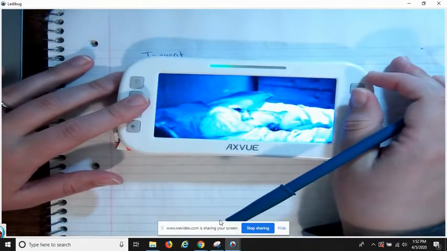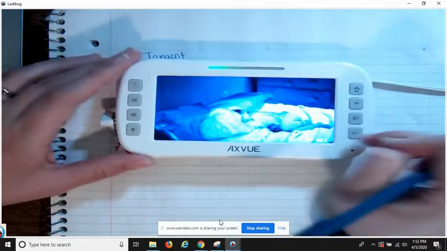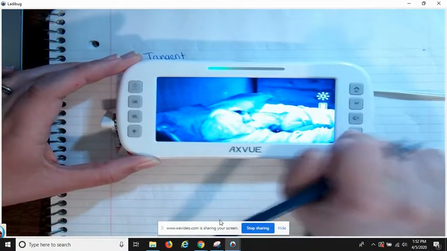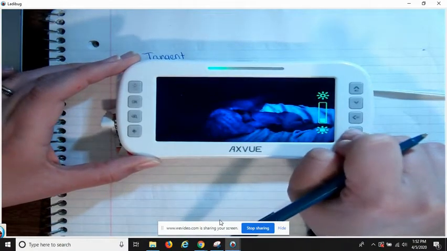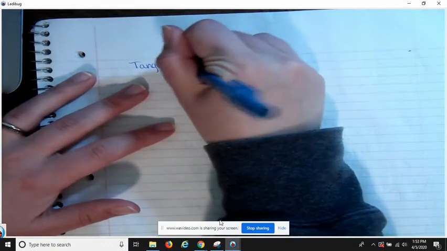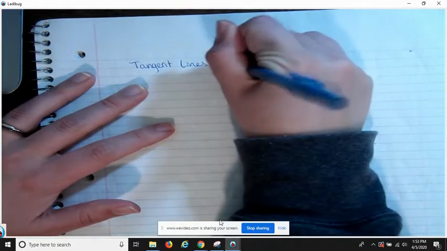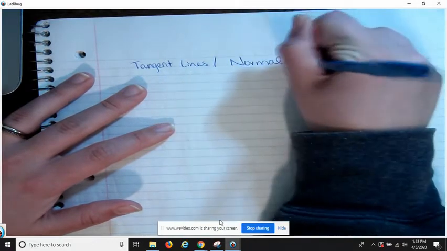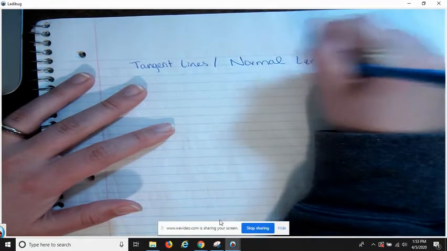Also, Gemma is asleep. And, oh, that's bright. Let's see if I can. There. Nope. And yeah, so she's asleep and she needs to stay asleep while I'm taking these notes. Okay, so tangent lines. I spent too much time talking about that. Now she's gonna wake up before I'm done. Man, now I'm making all sorts of mistakes.